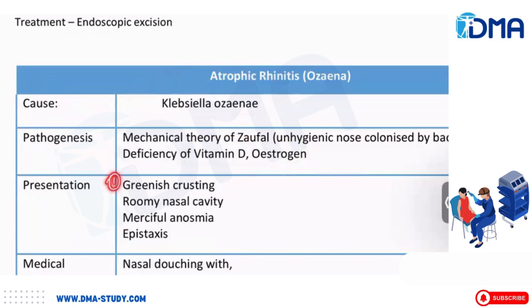What is the presentation of atrophic rhinitis? First one is greenish crusting, roomy nasal cavity, merciful anosmia, epistaxis. What is merciful anosmia? The patient will be having severe pungent smelling crusting from the nose, but the patient cannot feel his own bad odor. So that is anosmia with crusting, called merciful anosmia.